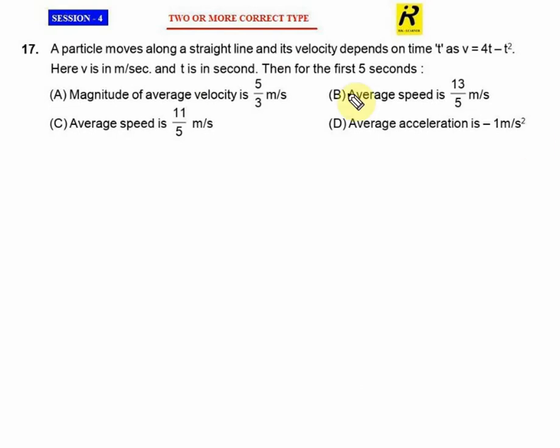In this question, a particle moves along a straight line and its velocity depends on time t as v equals 4t minus t square. Here v is in meter per second and t is in second. Then for first 5 seconds, and we are having 4 different options.